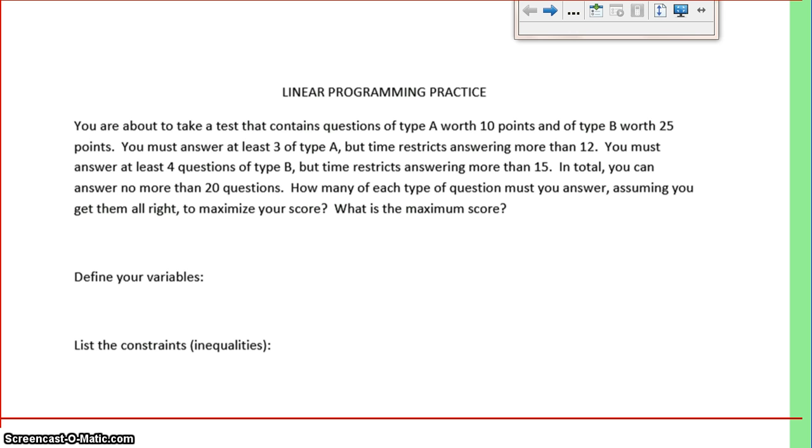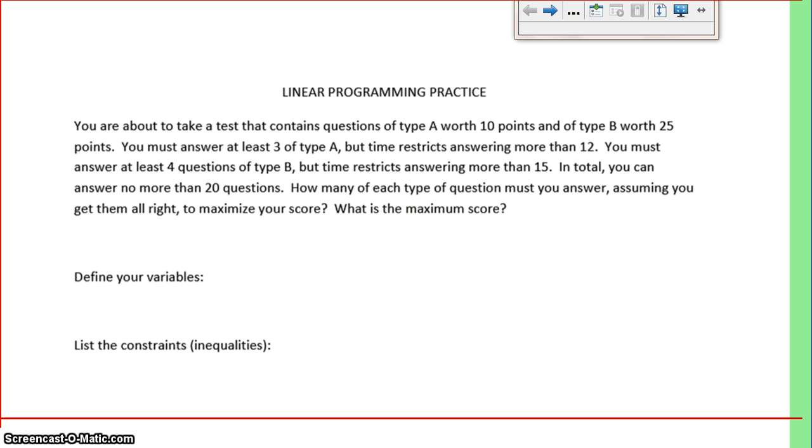So here's the example. You are about to take a test that contains questions of type A worth 10 points and type B worth 25 points. You must answer at least 3 of type A, but time says that you can't answer any more than 12. You must answer at least 4 questions of type B, but time restricts answering more than 15. In total, you can answer no more than 20 questions. How many of each type of question must you answer, assuming you get them all right, in order to maximize your score? And then, what is that maximum score?